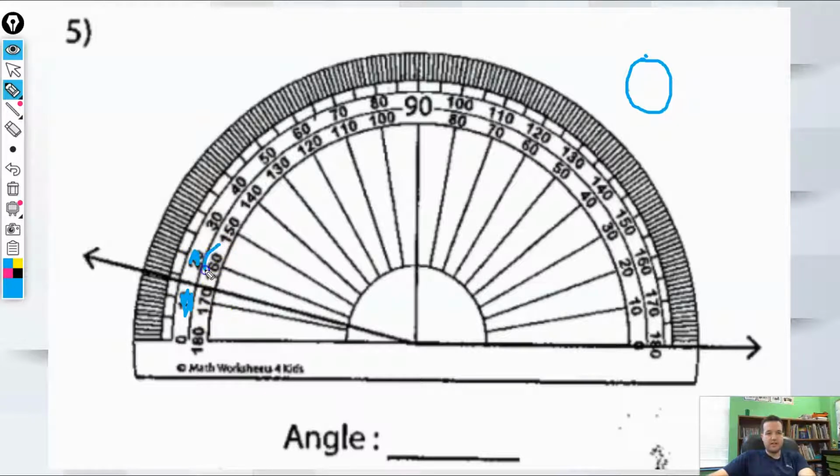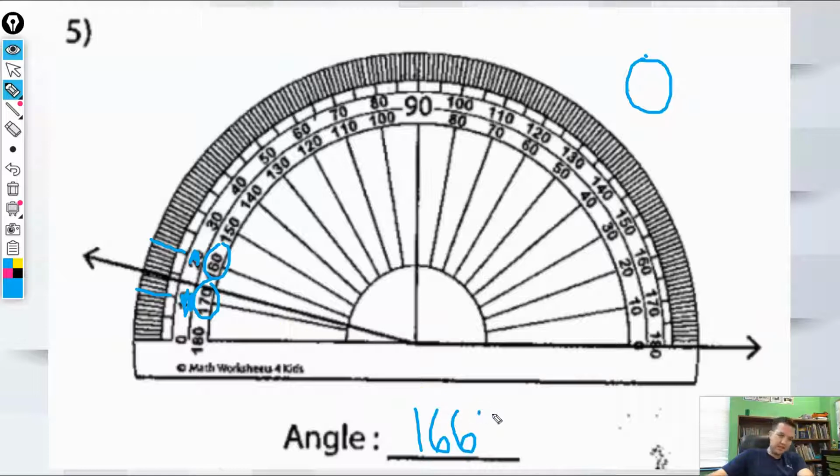And I can already tell it's in between 160 and 170, right? So I know that this tick mark right here is 170. I can basically count back 4 degrees from 170, or I can count up 6 degrees from 160. And either way, I would be getting 166 degrees for number 5.